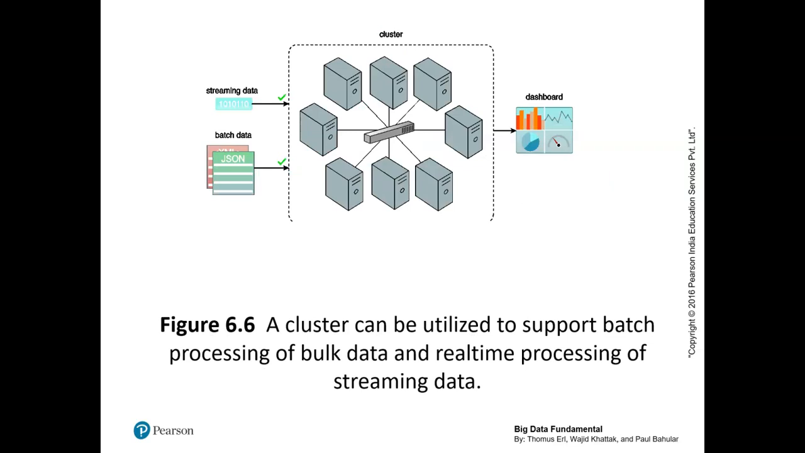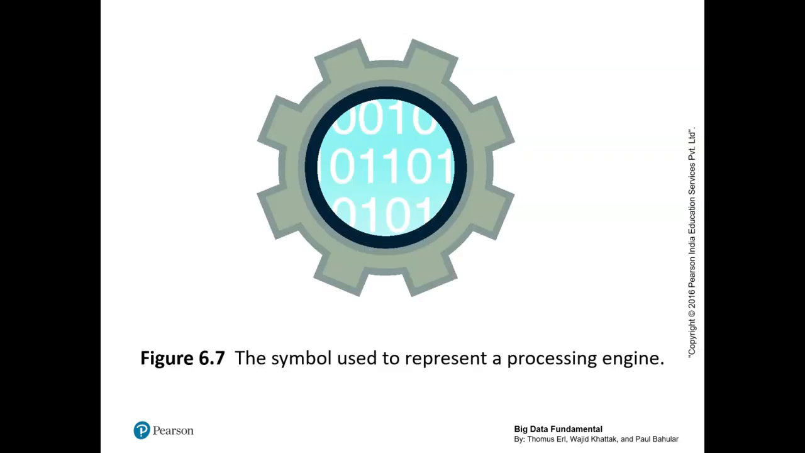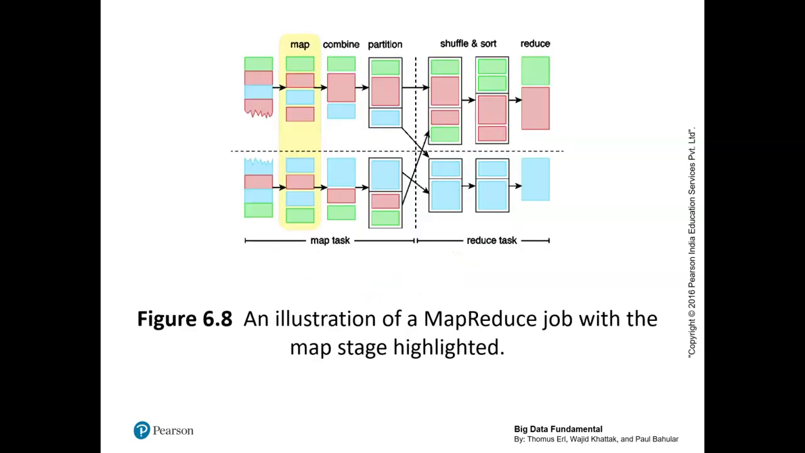In figure 6.6, we see a cluster which is utilized to support batch processing of bulk data and real-time processing of streaming data. Here we have streaming data, which could be an image, and batch data, which could be a combination of JSON files and XML files. This is processed, and after processing it can be visualized in a kind of dashboard. This is a very typical symbol for a processing engine. Those who deal with big data concepts and processing are aware of this sign, which is particularly designed for a processing engine.